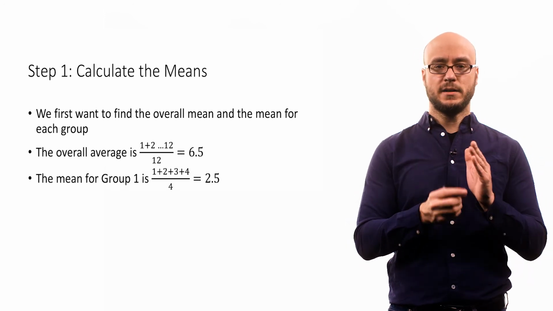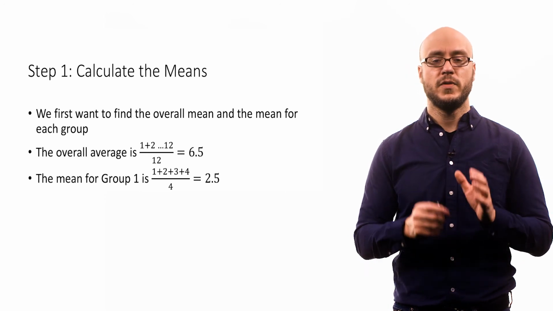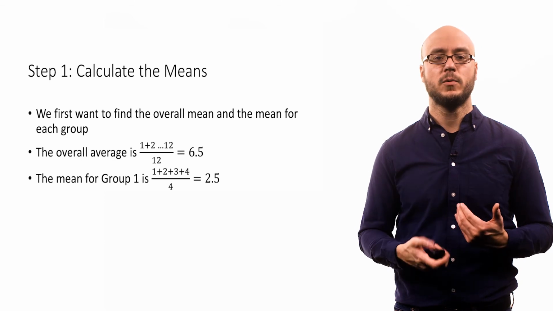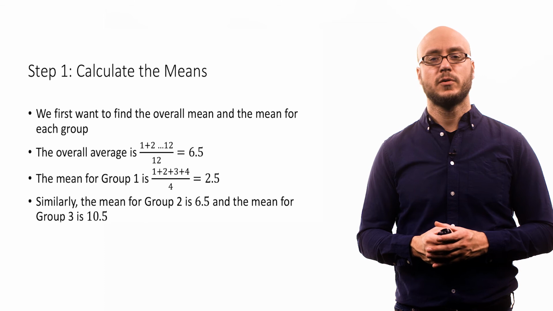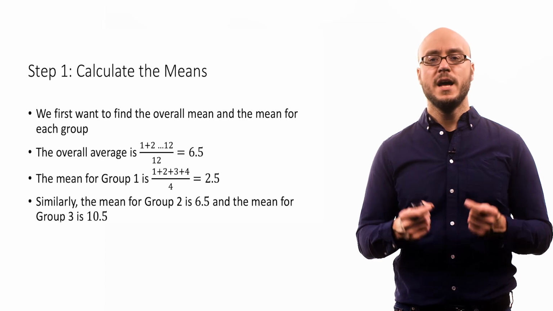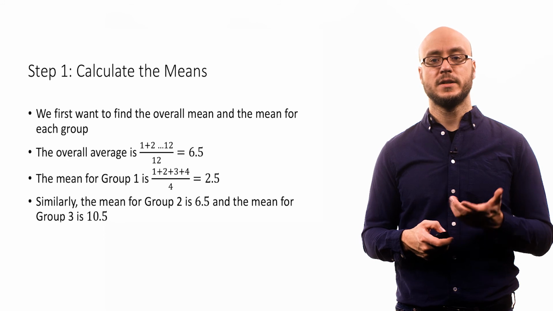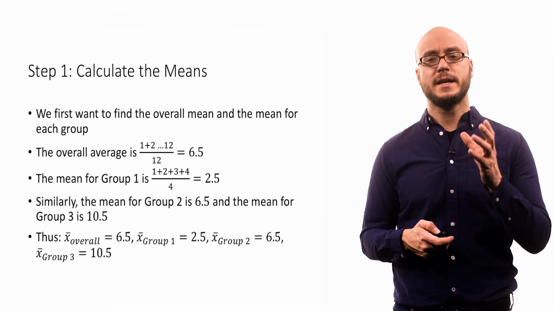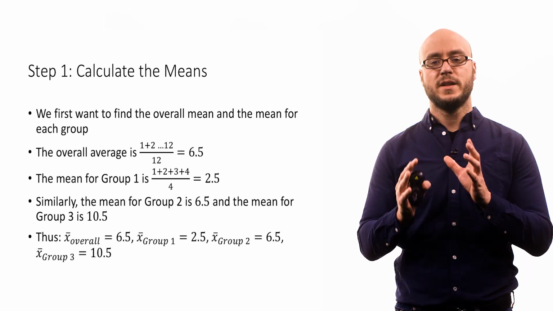Then we calculate the mean of each group. For group 1, the average is 2.5. We just add 1, 2, 3, and 4, divide by 4. Then in a similar fashion, we can calculate the mean for group 2, which is 6.5, and the mean for group 3 is accordingly, if you can see here, 10.5. So once we're done calculating these different means, we can move on to the next step.